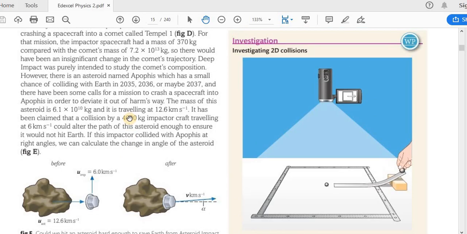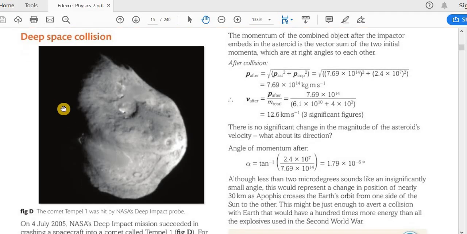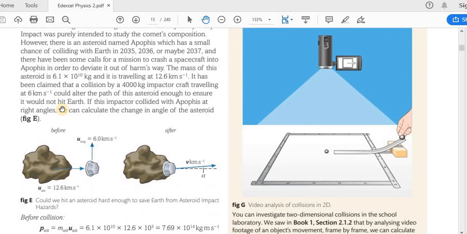Let's see where this question starts. Okay, it starts somewhere here. Okay, let's discuss this example.